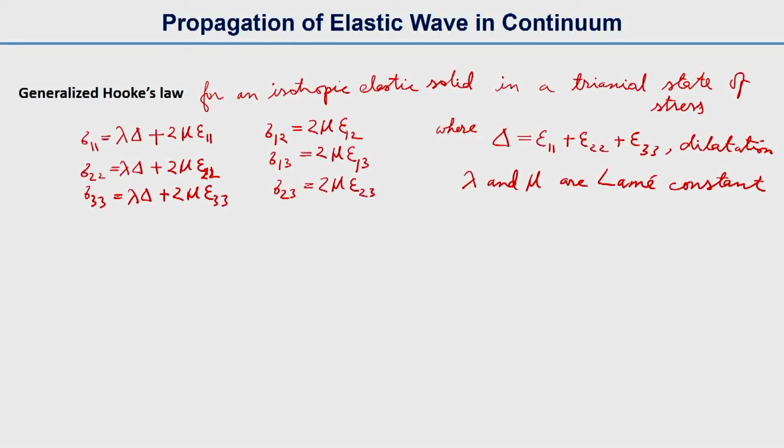previously found equation. So whatever we found earlier is partial of sigma 1 1 with respect to x1 plus partial of sigma 1 2 with respect to x2 plus partial of sigma 1 3 with respect to x3 is equal to density multiplied by second partial of u1 with respect to time.